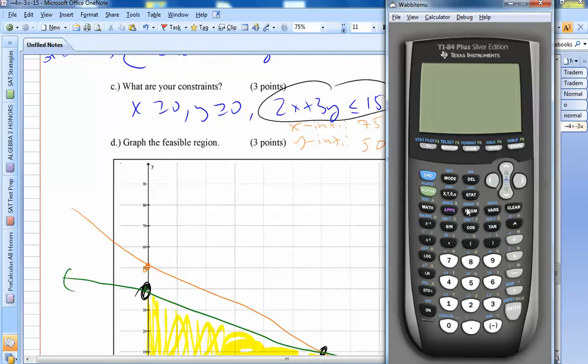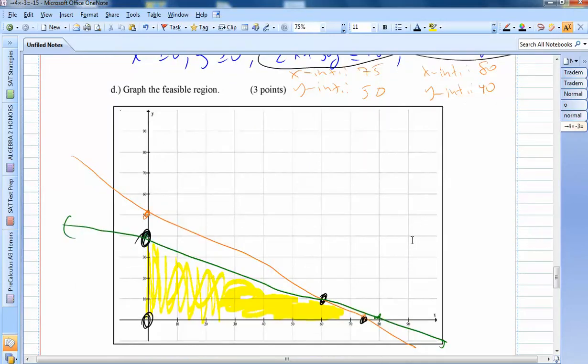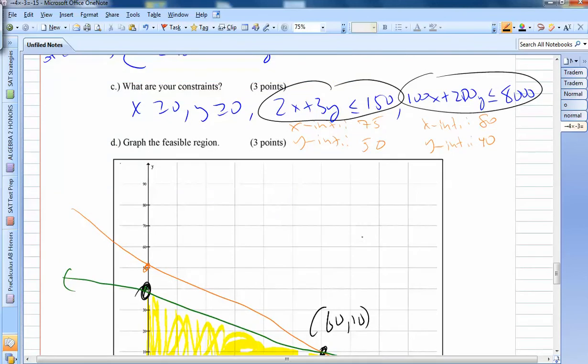Oh, and I just realized I don't have the program. Nope, I don't have the program there. So just believe me, if you use a program, the Solve 2EQ program, it's really easy to use, you will get 60-10. But you could also solve by hand too, by elimination or substitution, using 2x plus 3y equals 150 and 100x plus 200y equals 8,000.